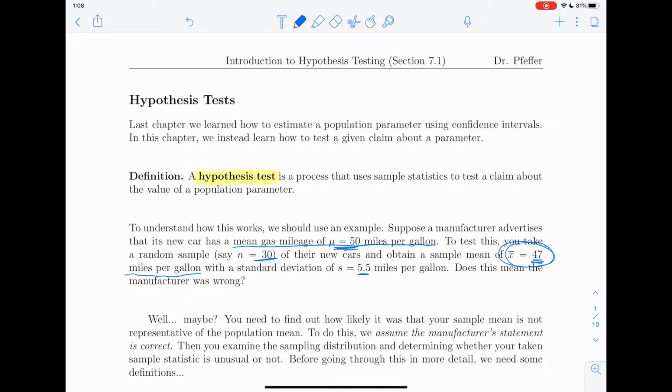However, you only took a sample of 30. So it could be possible that you got maybe a bad sample, or it could be possible that their claim is incorrect. So the question you want to ask is, based on the information you got, does this mean that the manufacturer was wrong in their claim, or does this mean you just got a bad sample?